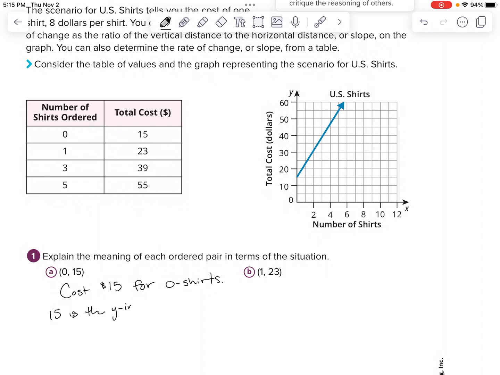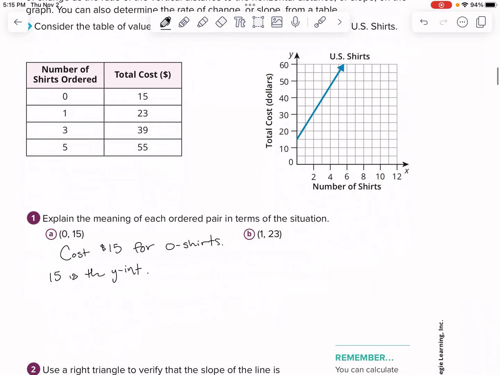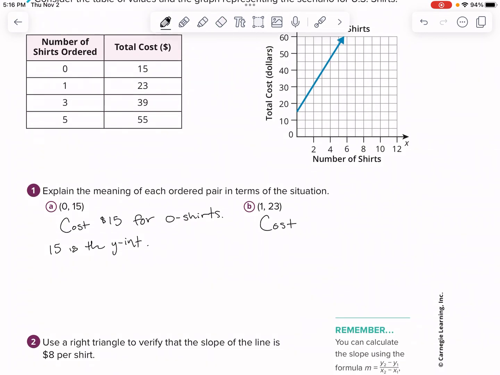I'll put y-int. Right, so this is an initial fee that we have to pay. This is the setup fee that we have to pay to design before ordering any shirts. Okay, next one, 1 and 23. We'll put it costs $23 for one shirt.